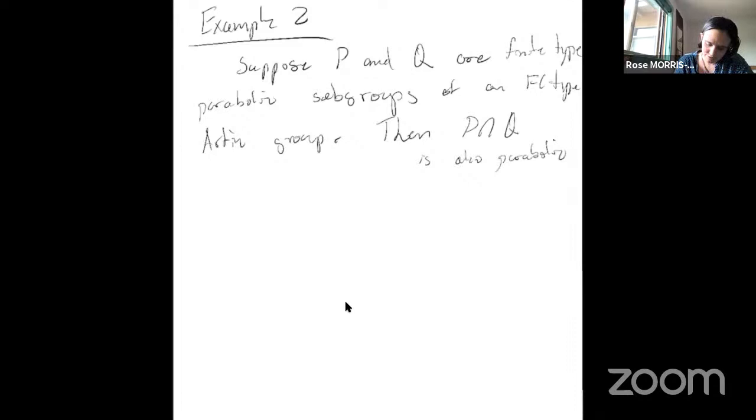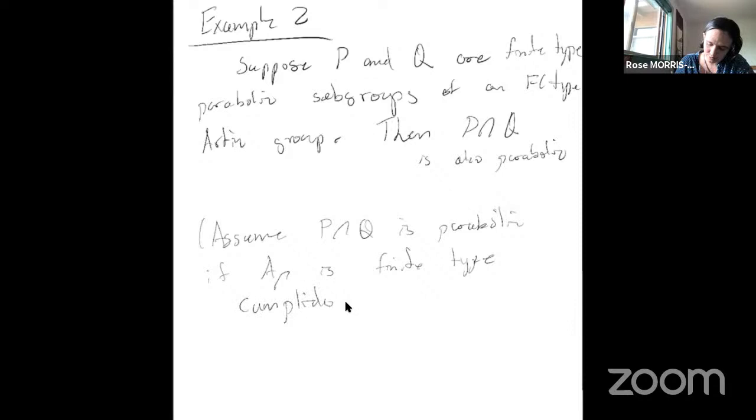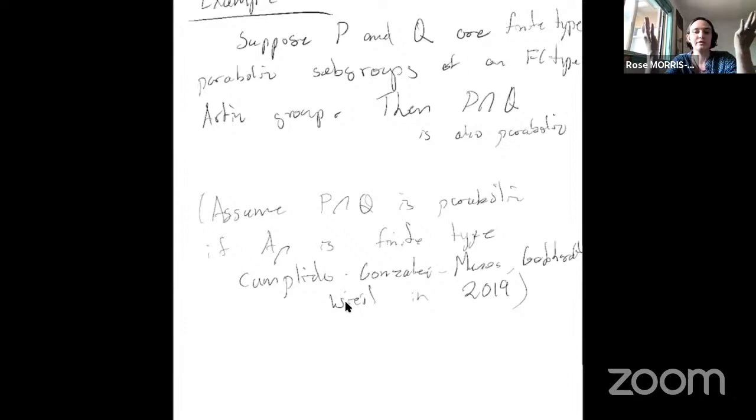So we're going to prove this. Assume P intersect Q is parabolic if A gamma is finite type. So this is a result, I was talking about this on whatever day that was, Tuesday. This is by Cumplido, Gonzalez-Meneses, Gebhardt, and Wiest. I think this was also 2019. So the idea is we're doing a similar pattern, right? We know this fact is true, that the intersection of parabolic subgroups is parabolic, if our overarching group is finite type. Let's use the Deligne complex to show that it's true if the overarching group is FC type.